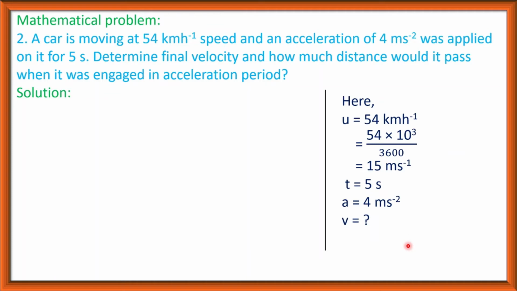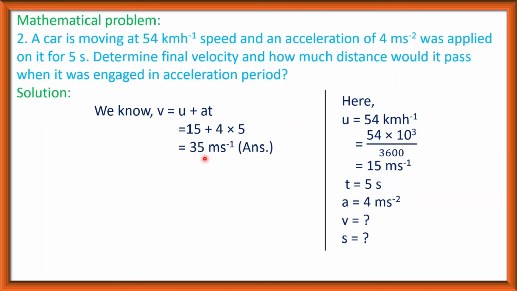What is the final velocity? And s is equal to what? That means the distance during the acceleration. We know velocity v is equal to u plus at, and u means 15 plus a, 4, into time 5 seconds, and after calculation it is 35 meter per second. So final velocity is 35 meter per second.